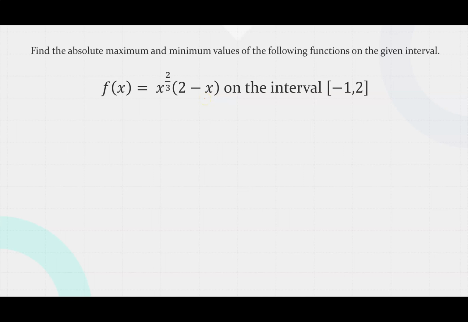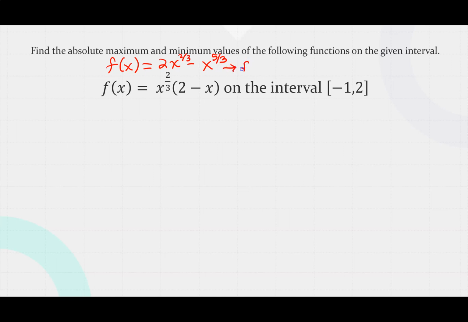When we take the derivative here, well, we could use the product rule, or we could distribute this in and then not use the product rule. When you distribute x to the 2/3, you will get 2x to the 2/3 minus x to the 5/3. 1 plus 2/3 is 5/3.